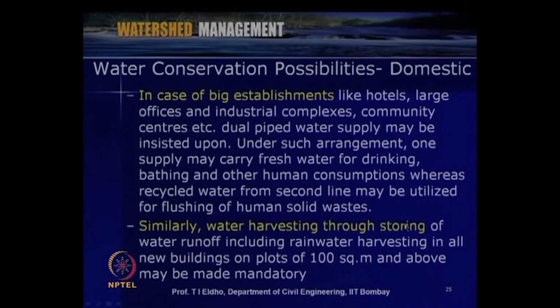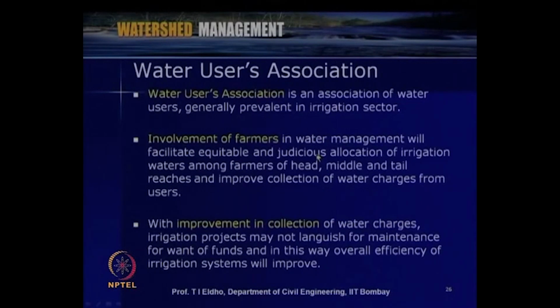Similarly, water harvesting we can make compulsory in various domestic housing colonies or commercial systems. Water runoff, including rainwater harvesting, in all new buildings on plots of 100 square meters and above may be made mandatory. Then, as I mentioned, another option is, of course, we have to educate the people.